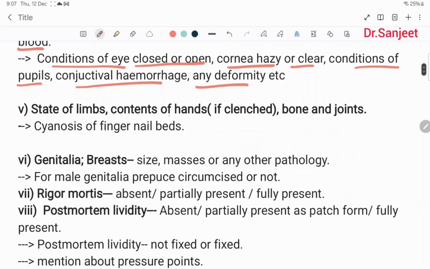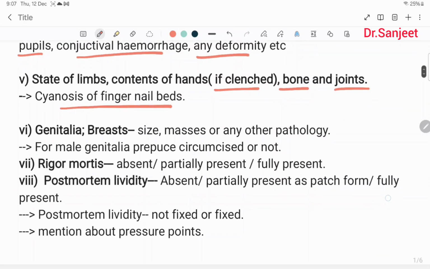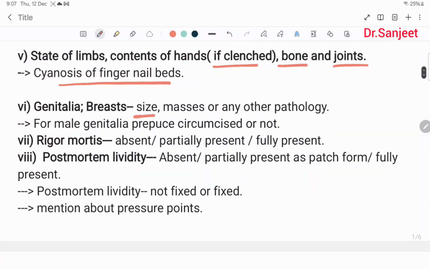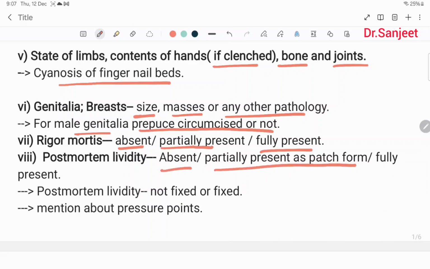Then state of limbs, hands if clenched, bone or joint, cyanosis of fingernail beds, genitalia, breast, size, masses or any other pathology. For male genitalia, prepuce, circumcised or not. Rigor mortis: absent, partially present or fully present. Postmortem lividity: absent, partially present as patch form or fully present. Postmortem lividity not fixed or fixed, mention the pressure point.